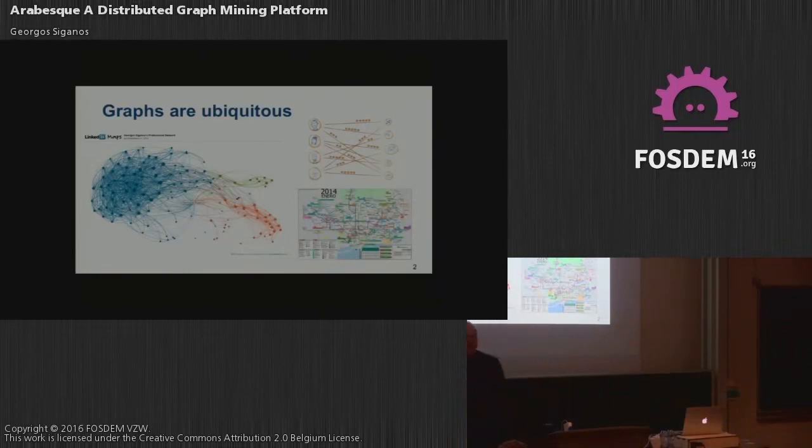And you have them in social networks. You have them used for recommendation, used for transportation. There are various fields where you can model the problems you have, ask graph problems, and try to do analytics, try to understand what's happening in these graphs.